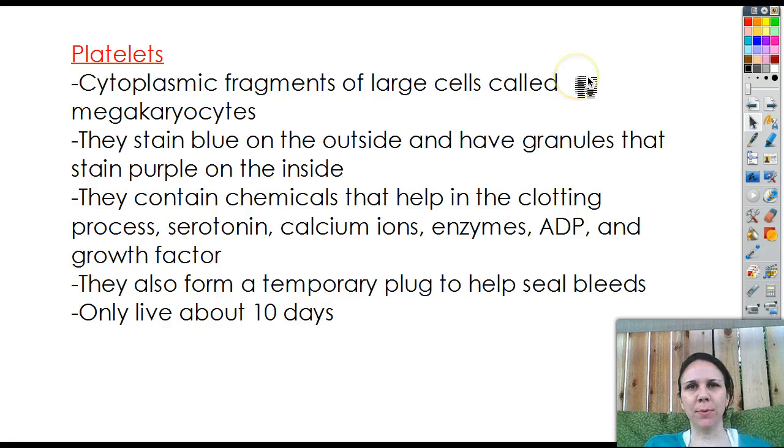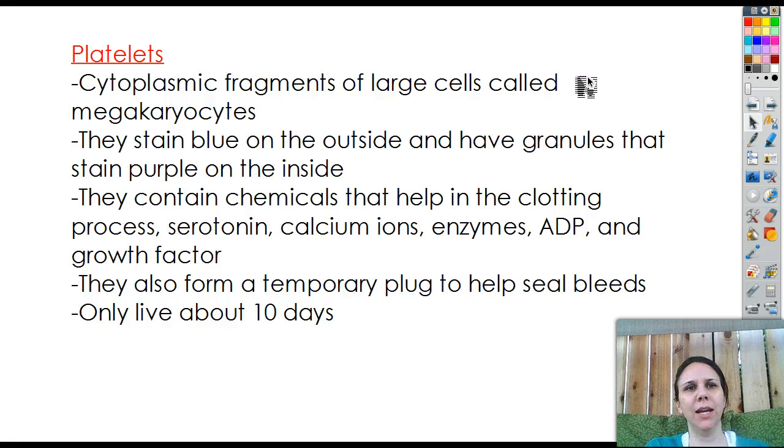Okay. So anyway, we talked about red blood cells, we talked about white blood cells. Now we need to talk about platelets. Platelets are still considered a formed component because of the fact that it does come from a cell. But it's not a true cell in the sense of what a cell is.